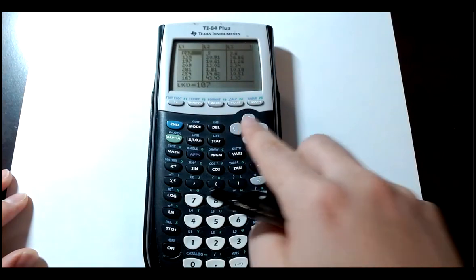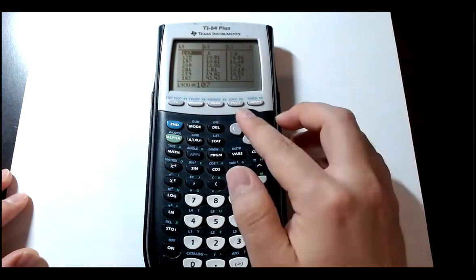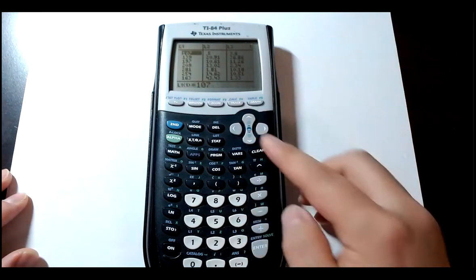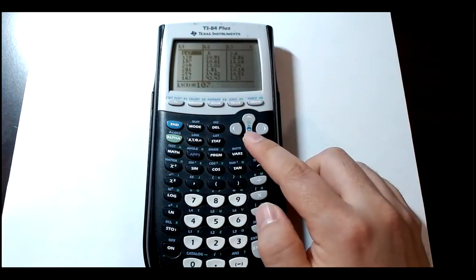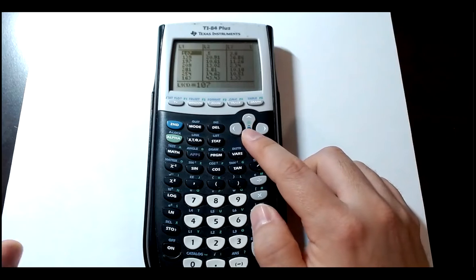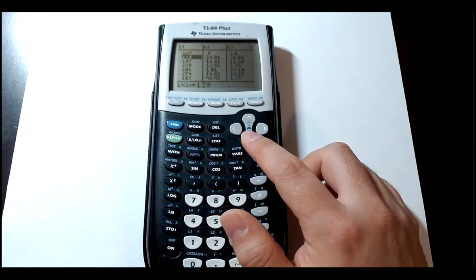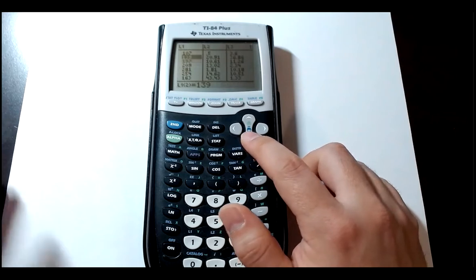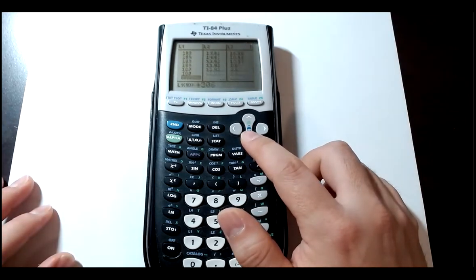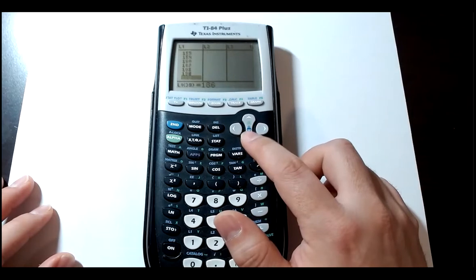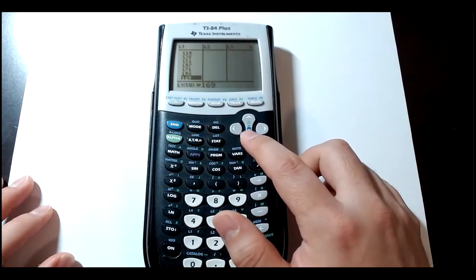First you enter the first data value in the first row, then move to the next row and enter the second data value. Doing this, I entered all the data into L1. There are 50 data values, so let me double check. So it's 50 data values right there.